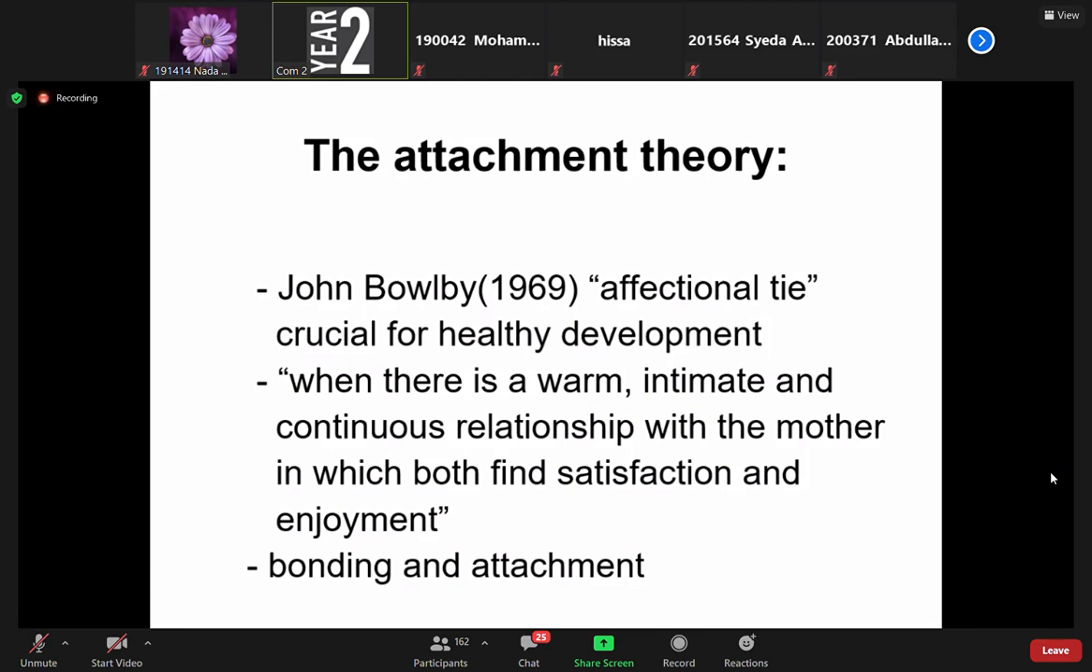He says there must be a warm, intimate, and continuous relationship. I want to underline continuous, because if it's interrupted, then you're attached, detached, attached, detached, right? So it's not a healthy attachment. It has to be continuous with the mother, in which both, underline both, find satisfaction and enjoyment. It cannot be one way. It cannot be that this infant is doting on his mom and the mom is just not interested, not really interactive. Then it's not two-sided, it's just one-sided.